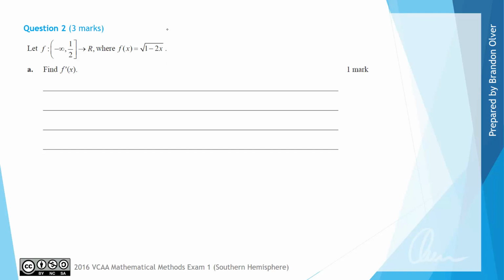So while this looks like a simple enough function, we actually need the chain rule to differentiate this. And that's because there's an inner function and an outer function. So for this, we're going to let the inner function u equal 1 subtract 2x. So therefore our y is equal to the square root of u, which is the same as u to the power of a half.